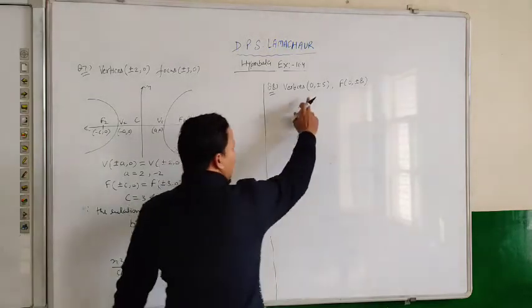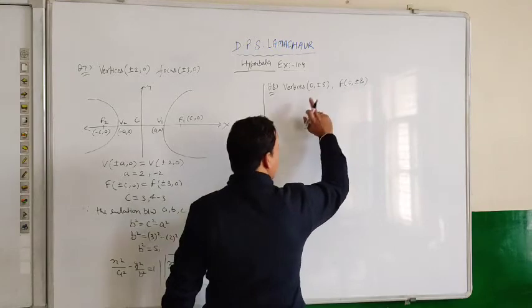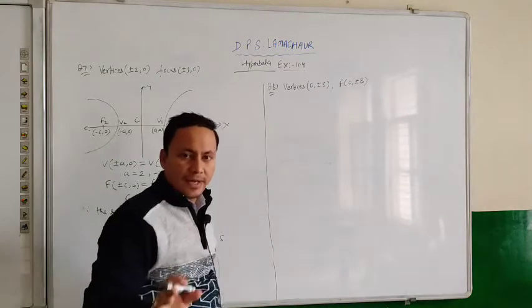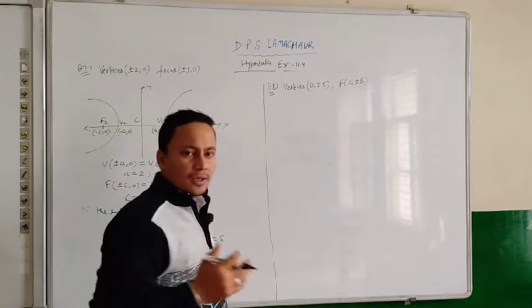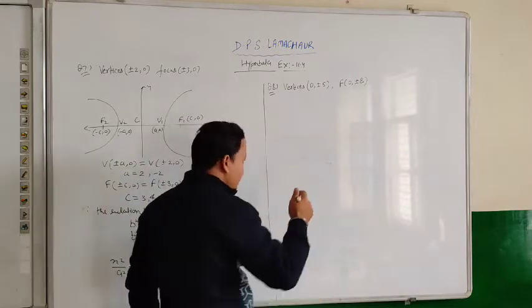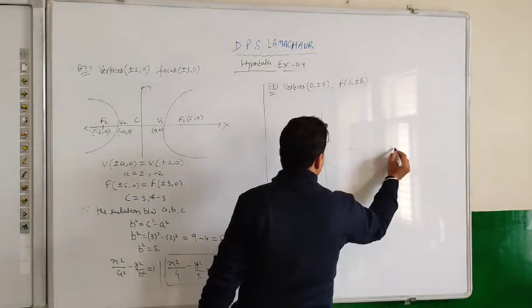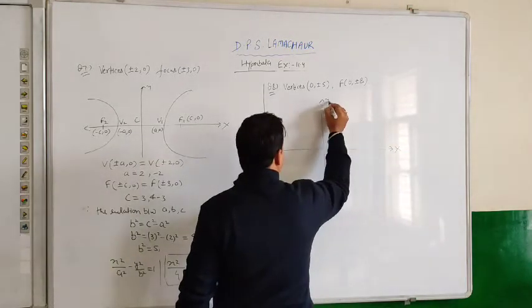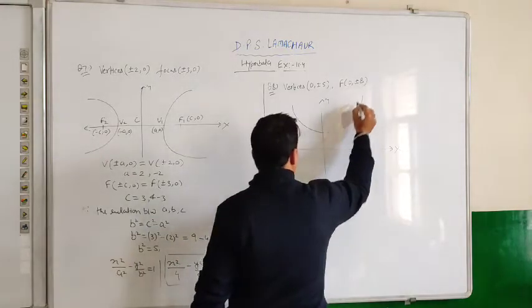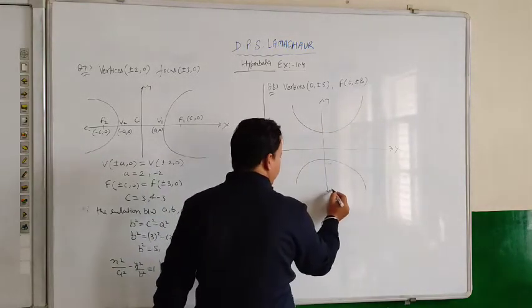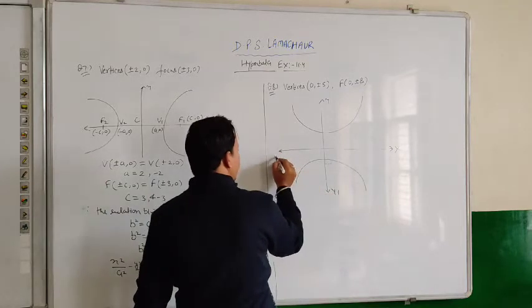So see student, here the x coordinate is 0. It means that our focus and vertices both are symmetric about y axis. So our hyperbola will be symmetric about y axis. It means that the transversal axis will be along y axis and the conjugate axis will be along x axis. So this will be your diagram, y dash and this will be x dash.